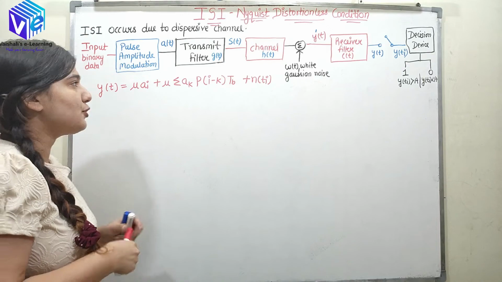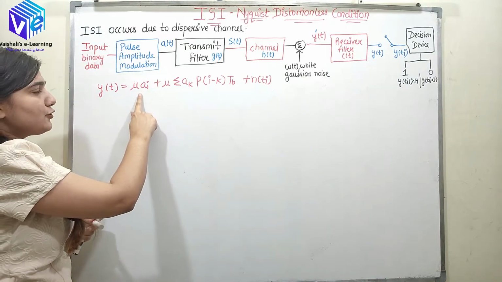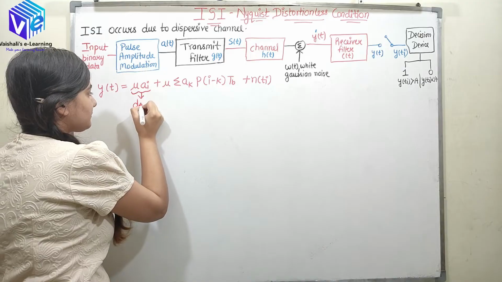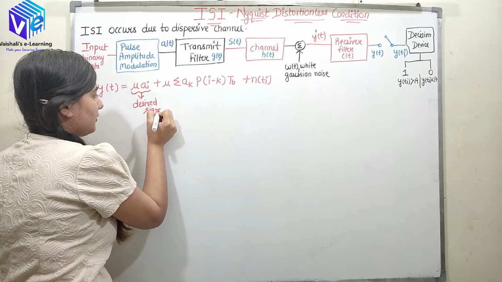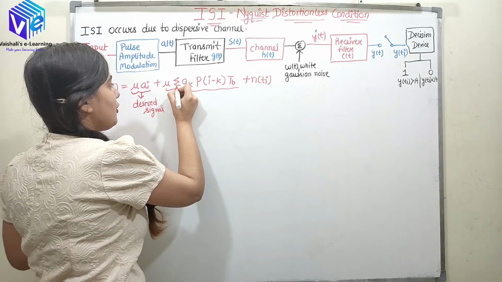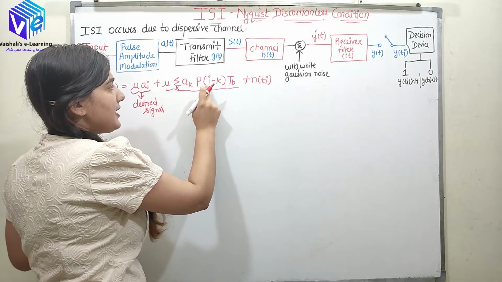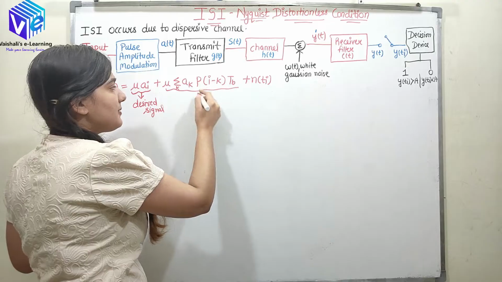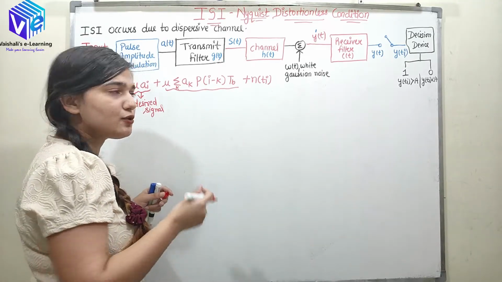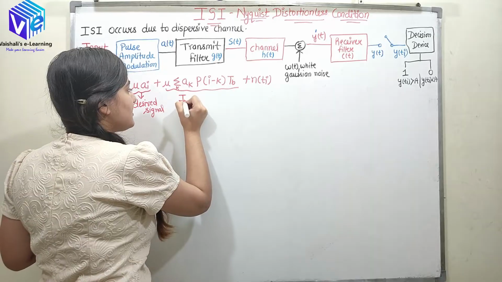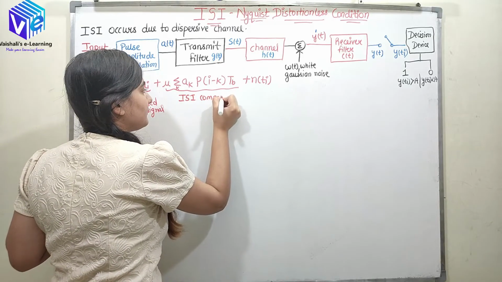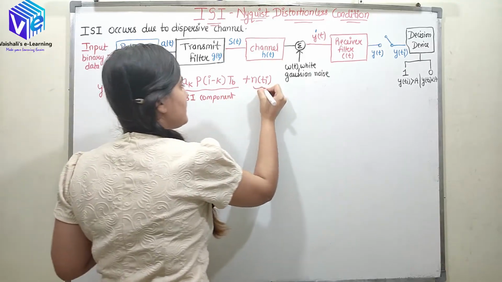So at the output I got y(t) equal to mu a_i. This is my desired signal, and this was mu summation over k a_k p(i minus k)T_b. This was the residue component due to different symbols on the present symbol. So this is my ISI component, and this is the noise.